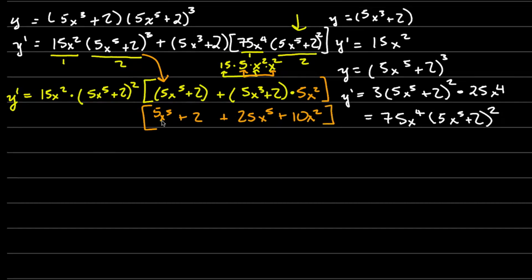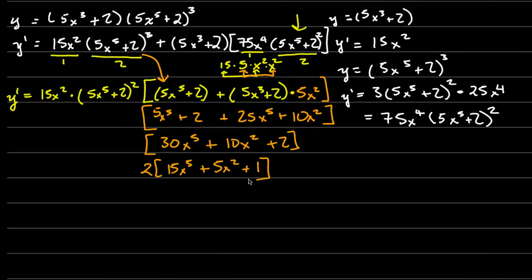And then once again, all I'm doing is messing with this last piece. So it's going to be, let's see, 30x to the 5th plus 10x squared plus 2. And of that, you can actually factor a 2 out of that. So you're left with 15x to the 5th plus 5x squared plus 1. And with all of that, you can take that 2 that's on the end and multiply it by the 15 at the beginning. Because remember, all this is still with it. I was just messing with the last part.